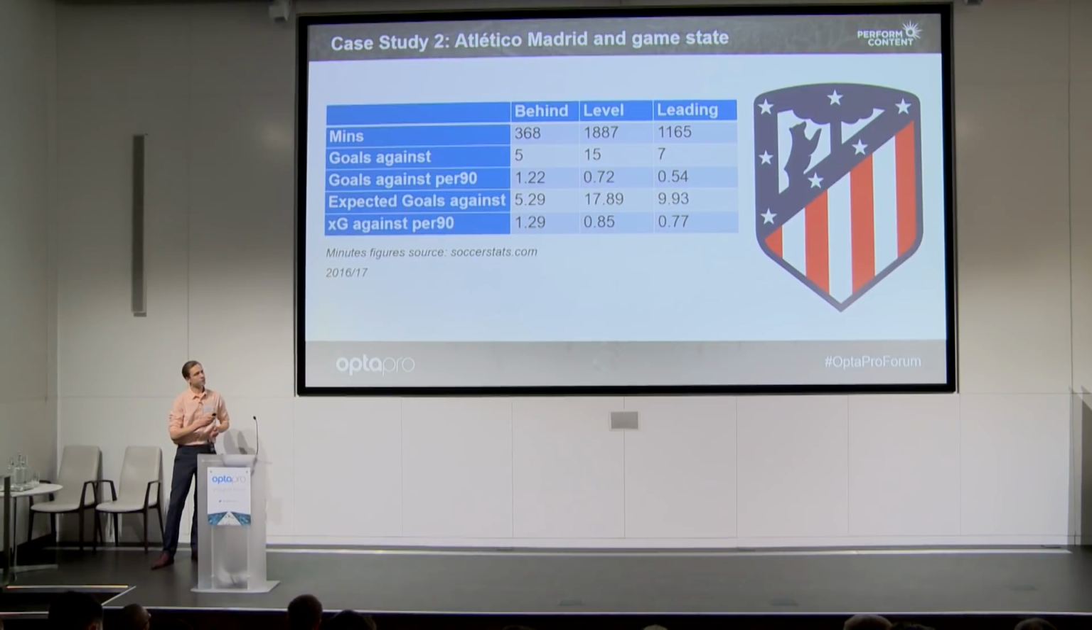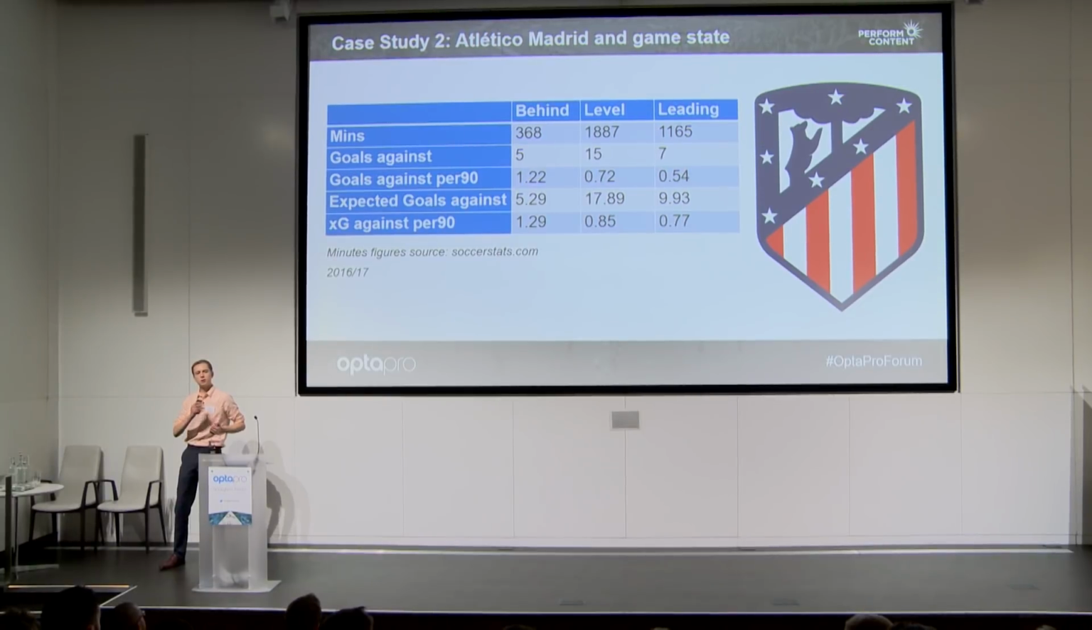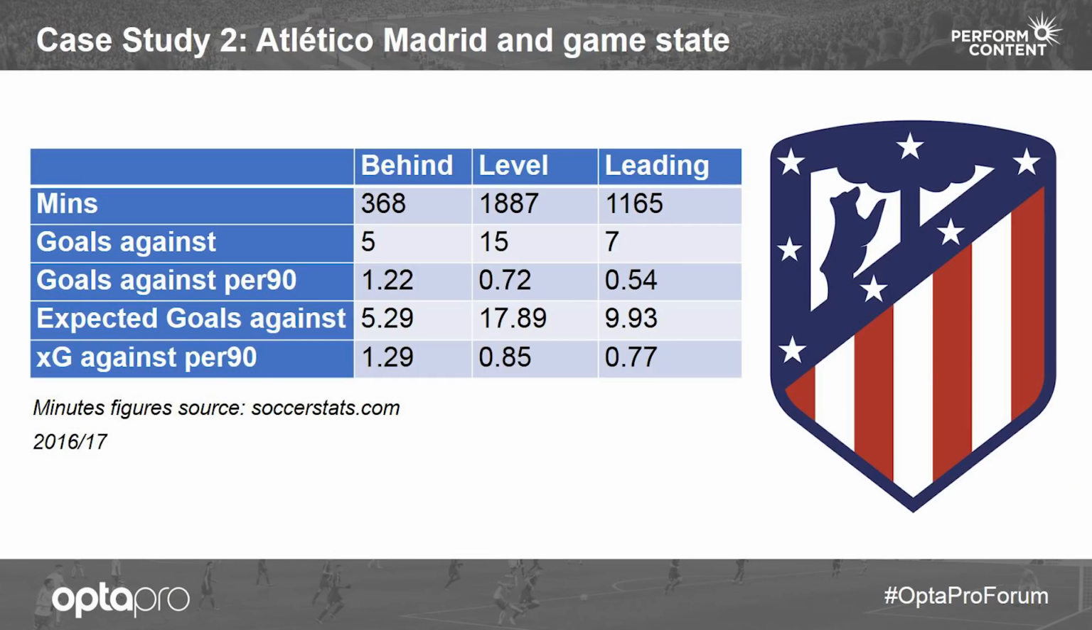So next up is Atlético Madrid. Now, in terms of conserving a lead, they are one of the best teams at defending. By sorting their shots conceded by whether they are level or ahead, we can see how this factor of game state impacts on their defence.